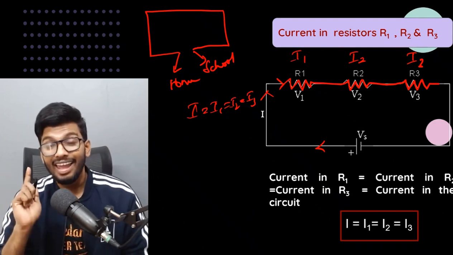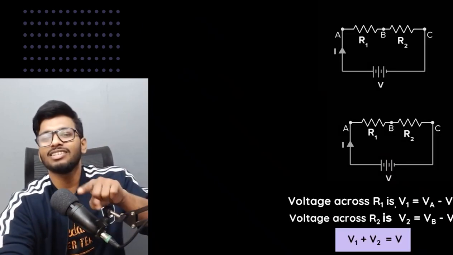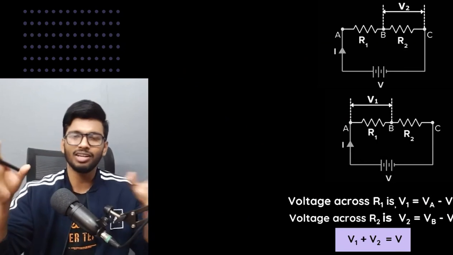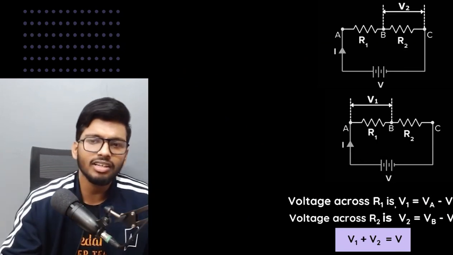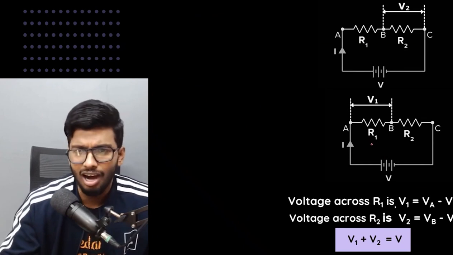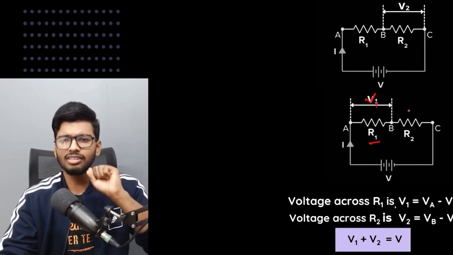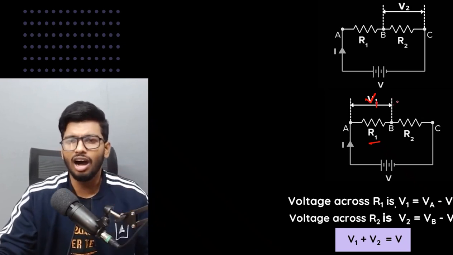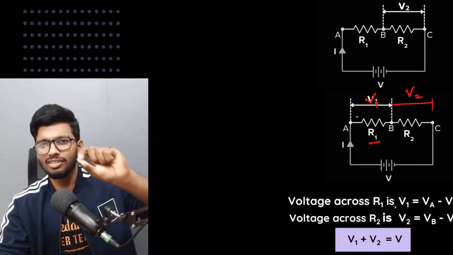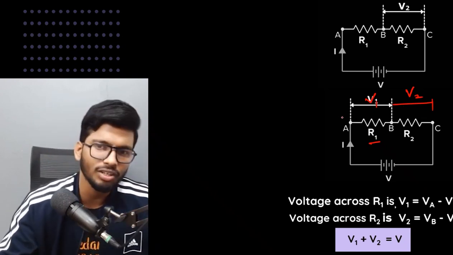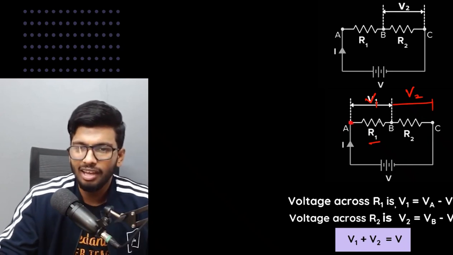However, in series connection, voltage across the resistors will be different. For example, imagine there are two resistors, R1 and R2, connected in series. Let's say that the voltage across resistor R1 is V1. So this here is V1, and the voltage across R2 is V2. Now, if you pay attention for 1 second to this circuit diagram, you can see that, guys, R1 is actually connected to 2 points. R1 is connected to A as well as B.